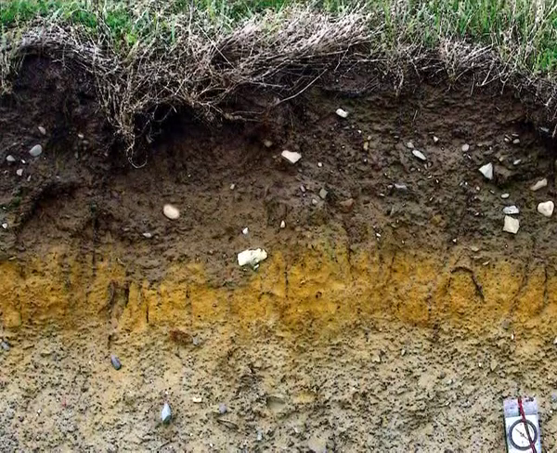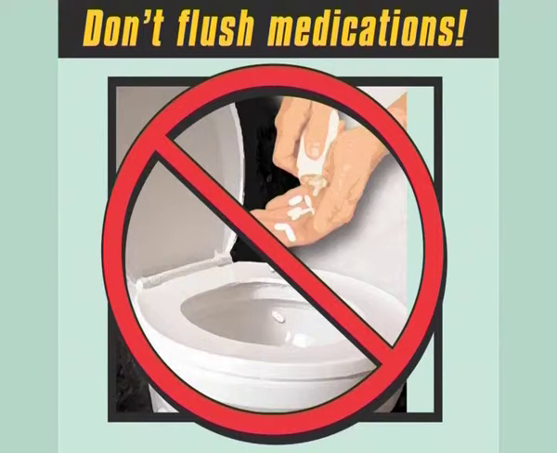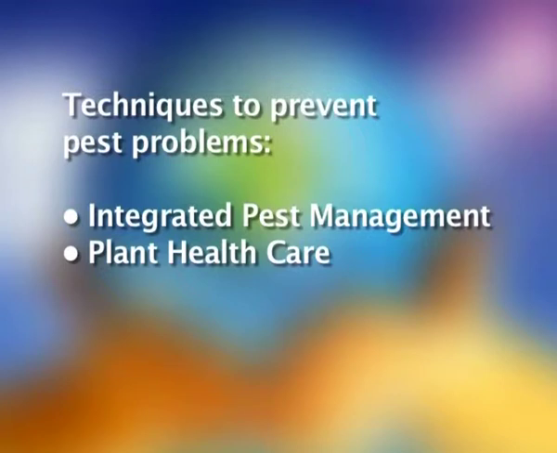In addition to physical stressors, elevated chemical concentration in soils and waterways is contributing to alterations of natural community structure through habitat disruption and fragmentation. Unused pharmaceuticals, medications, and other personal care products should not be disposed of down your sink drains or in the toilet. Learning techniques to prevent pest problems is an effective strategy to reduce the need for pesticides. Integrated pest management and plant health care are two common practices used to achieve this goal.